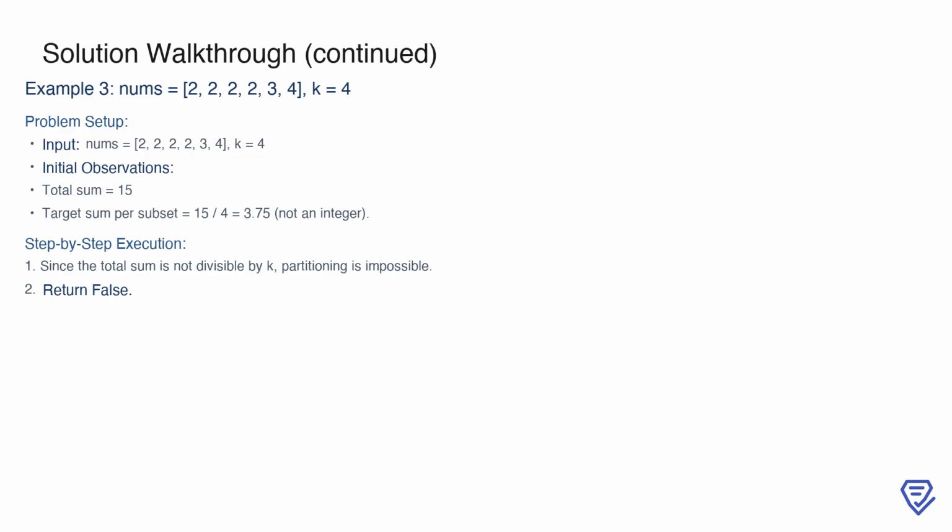First, we compute the total sum of the array, which is 15. Dividing 15 by 4 results in 3.75, which is not an integer. Because the total sum is not divisible by the number of subsets, it is impossible to create subsets with equal sums. As a result, we return false.